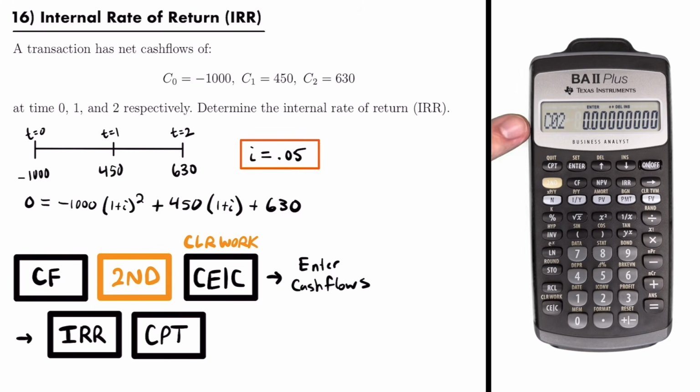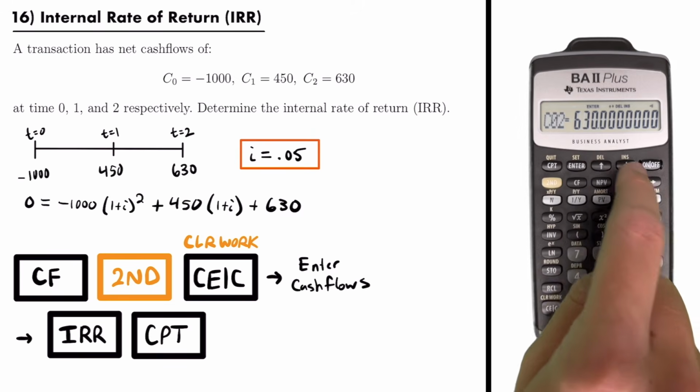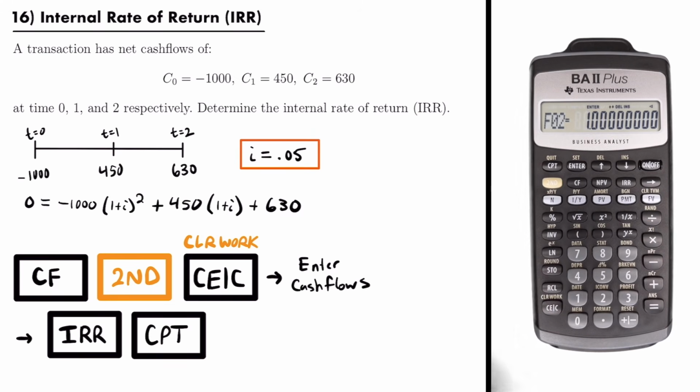Now we're at C02, and that is going to be our second cash flow of 630. So I'll type in 630, hit enter, and then the down arrow. The frequency of that cash flow is also 1, so I don't need to change that. And so we're good. All right, so that's the last cash flow. We don't have one for C03 or C04. We don't need to worry about entering any more values into our calculator.